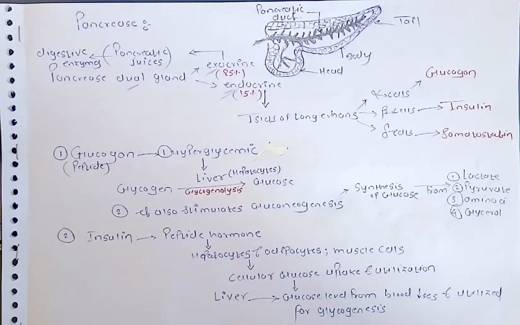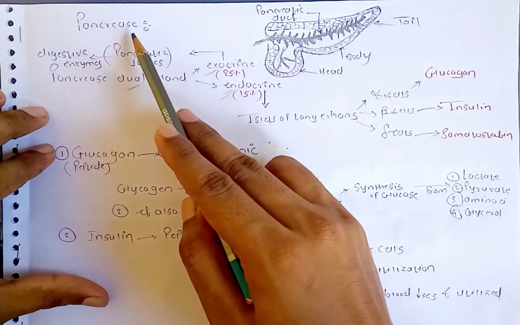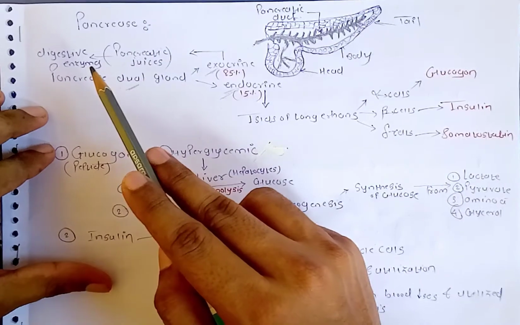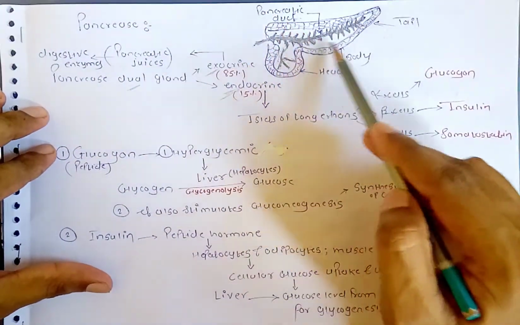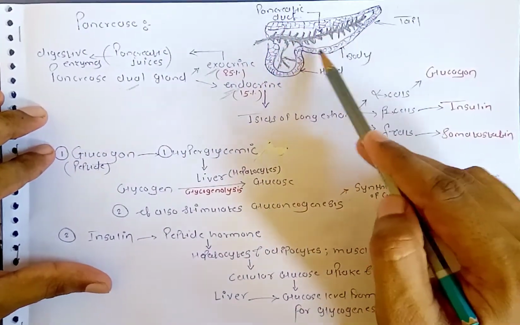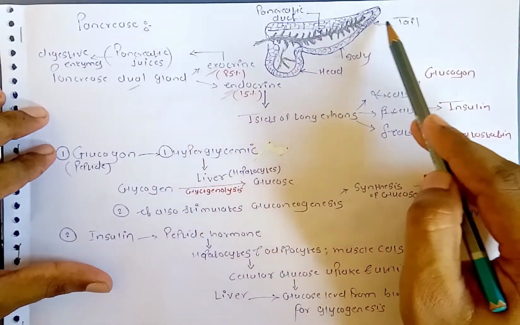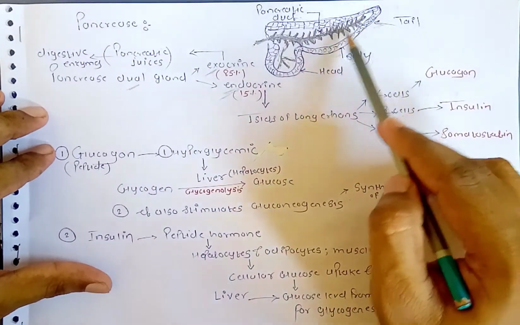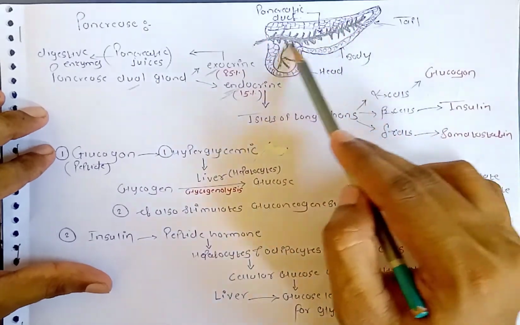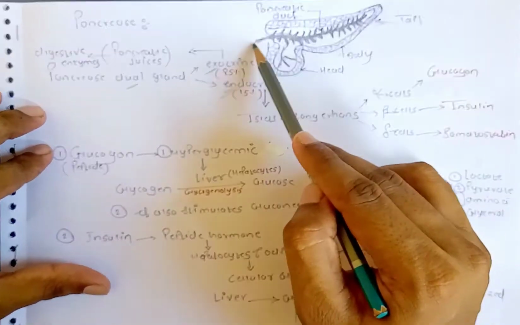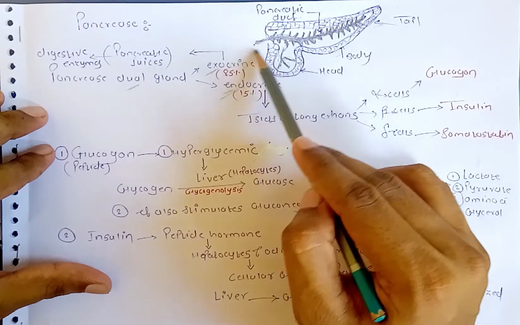Hello everyone. Today we are going to discuss the pancreas gland. Okay, so let's see the structure. This is the structure of the pancreas gland. It is mainly made up of three sections. First section is the head, the middle section is the body, and the last section is the tail. This midline section is nothing but the pancreatic duct, which releases its secretion into the duodenum portion.